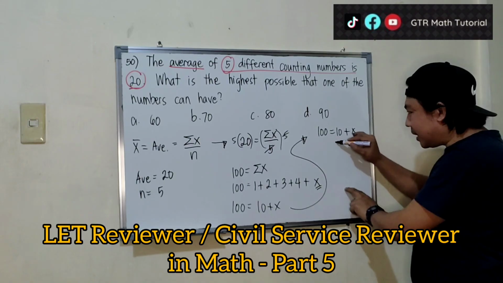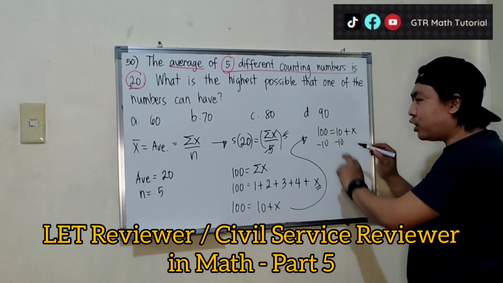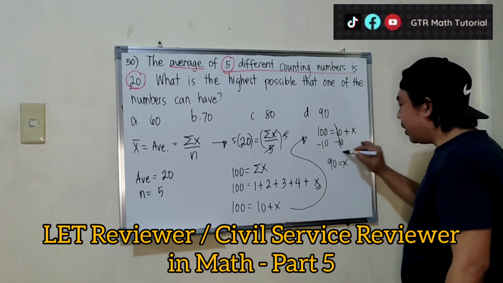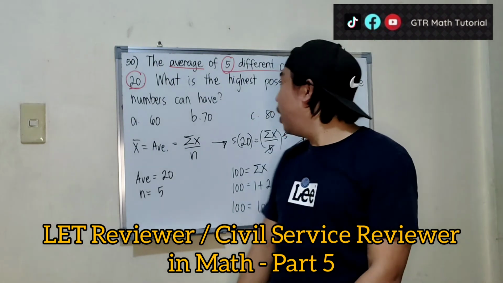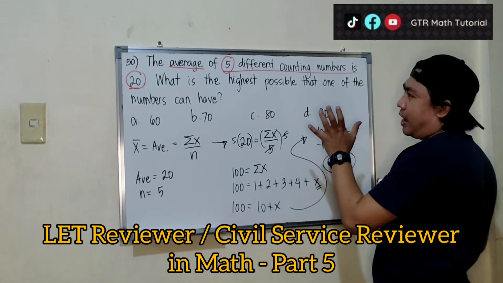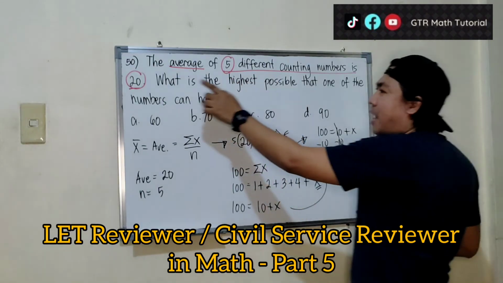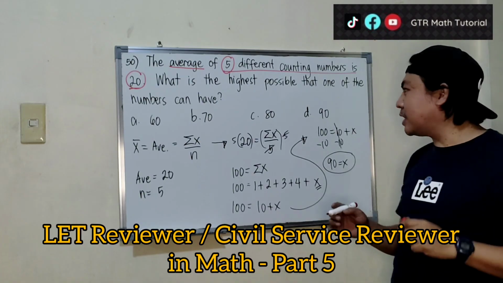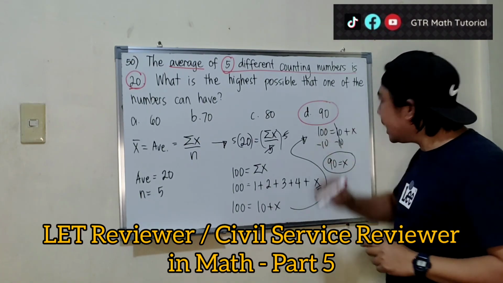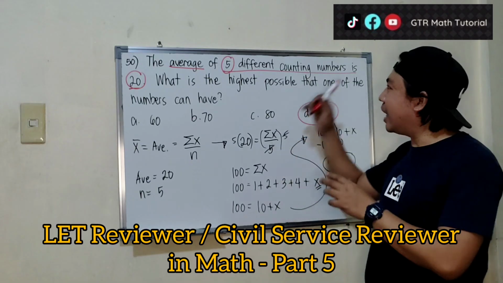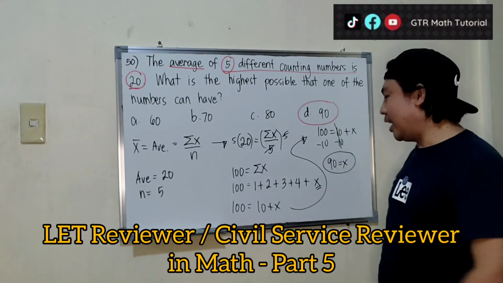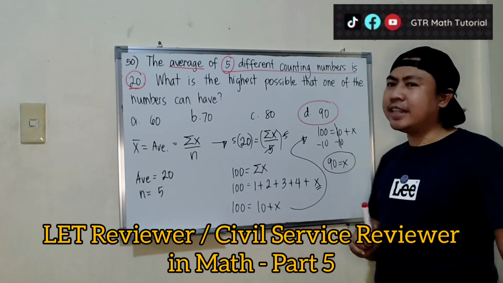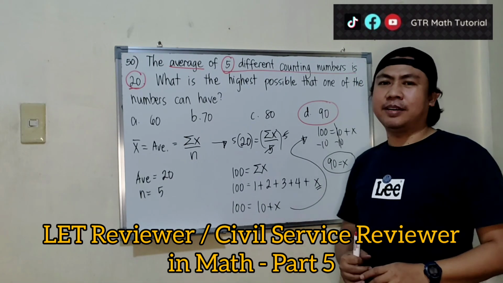Tanggalin yung 10 dito, so subtract 10 to both sides. Therefore, 100 minus 10 is 90. So, the highest possible value nung number natin kapag ang average ay 20 ng 5 different counting numbers ay 90, given the condition na 5 different counting numbers. Yung lowest kasi nung 4 ay 1, 2, 3, 4, so yung highest ay 90 yung panghuling number.